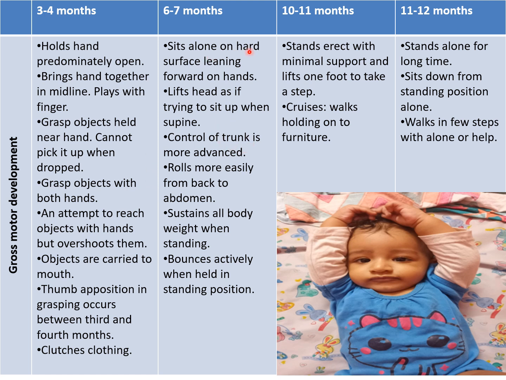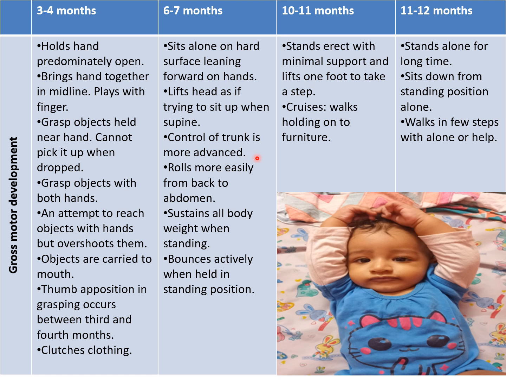At 6 to 7 months, the child starts to sit alone on a hard surface, leaning forward on the hands. They will place both hands in front like a frog or an elephant, leaning forward, sitting alone. They lift the head as if trying to sit up when supine. So when they are in the supine position, they will try to sit up by lifting the head.